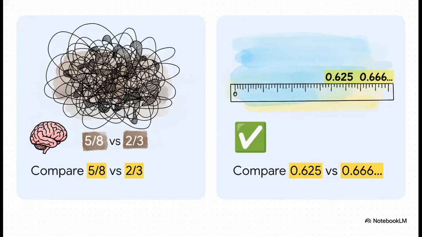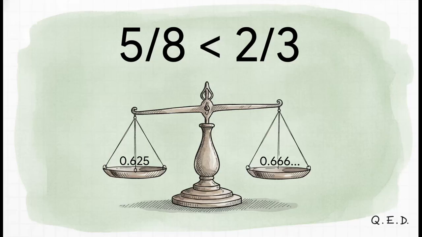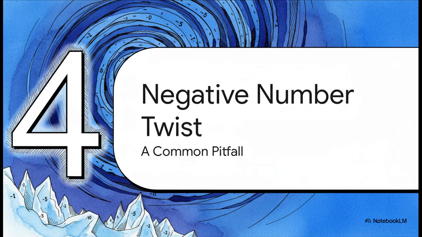I mean, just take a look at this. Trying to compare 5/8 and 2/3 directly in your head, it's kind of a headache, right? But the second you turn them into decimals, the answer just jumps right out at you. You can see, clear as day, that 0.625 is smaller than that repeating 0.666. So we can say with total confidence that 5/8 is less than 2/3. See? The decimal strategy gives us a clean, undeniable answer. No guesswork needed.